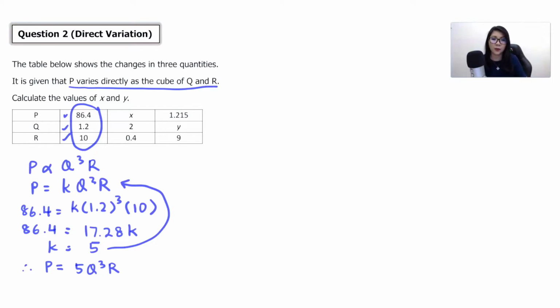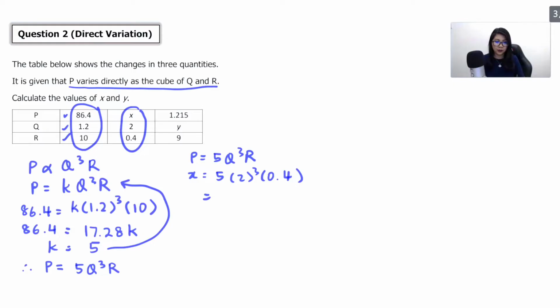To find X, we're going to look here. We're going to substitute the values of Q and R, and then we'll get X. So I'm going to write down the equation again, which is P equals to 5Q cubed R. So P is X, and then 5, Q is 2, so 2 cubed, and R is 0.4. Let's calculate this. So 5 times, 2 cubed is 8, so times 8, then times 0.4, so we get 16. So therefore, X is equals to 16.